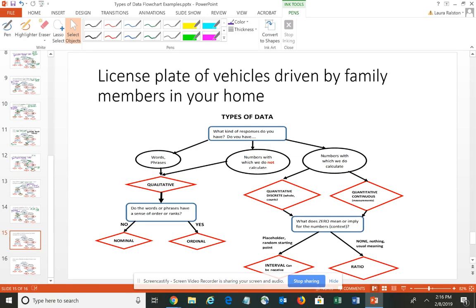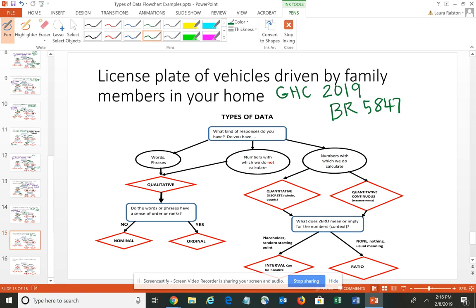All right, finally, the license plate of vehicles driven by family members in your home. Okay, so license plates typically have some letters, some numbers. It might be something like GHC 2019 could be a license plate number. It might be like BR 5847. Okay, so you can have letters and numbers.